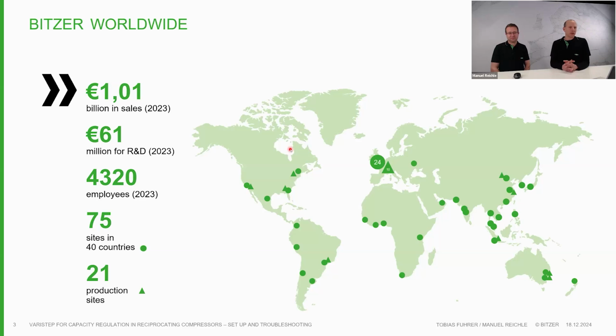And the Bitzer family grows. We have 4,300 employees around the globe, and invest also. That's also the message here. We invest quite some money in R&D, not only for VARISTEP or for capacity control, of course, but that is a major topic for us also.